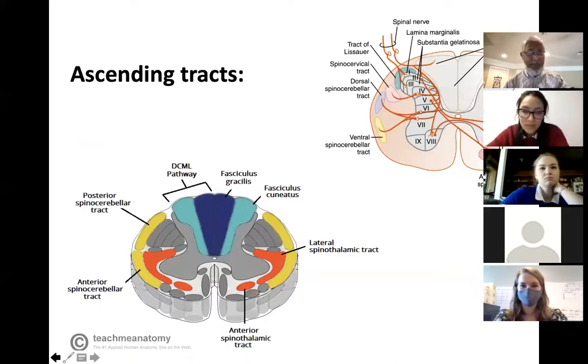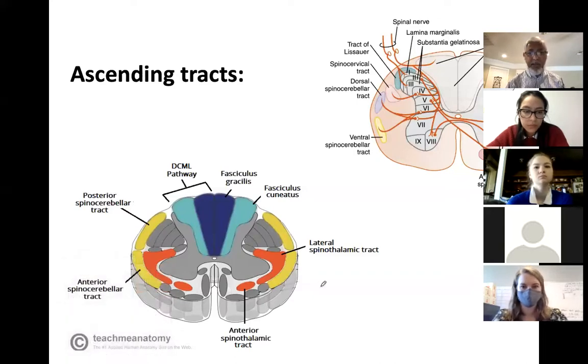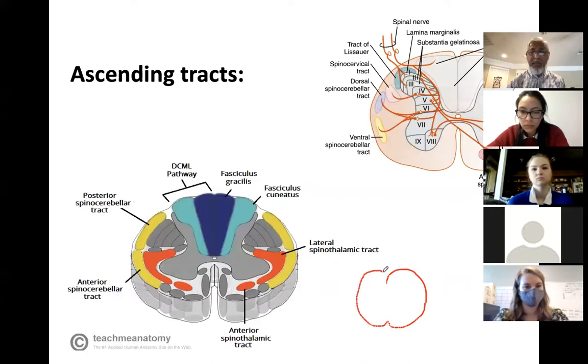Let me see if I can draw something. I don't know whether it will let me draw something here. Let me see. Pen. I can do a pen, right? Okay, let me have a red pen. Okay, so if you make a cross section around the spinal cord, you will see something like this. Oh, my drawing is pretty bad.